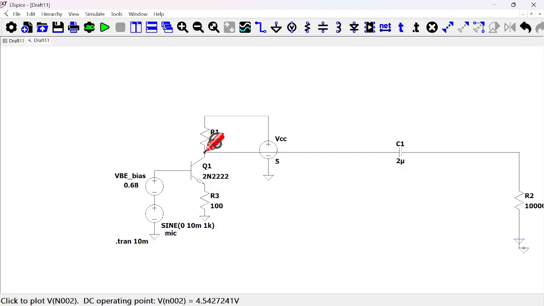Okay, so let's see what happens. Now the available voltage goes to 4.524. So 4.524 with the headroom. So let's see. Okay, so this guy is only consuming just a tiny bit of it.